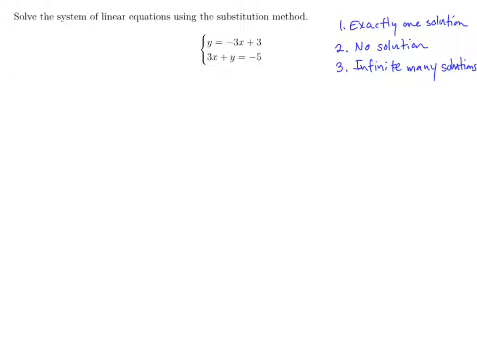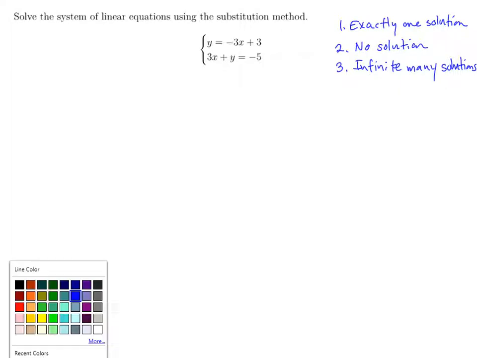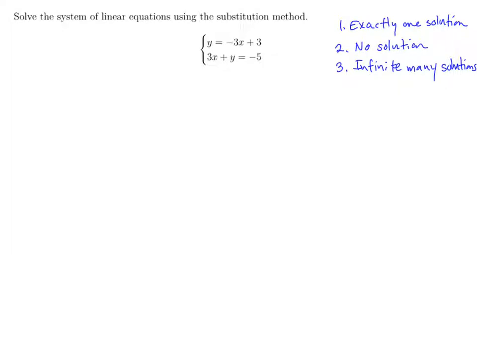Or with this system. So we have y equals negative 3x plus 3 as our first equation, and as our second equation, we have 3x plus y equal to negative 5. Now, if we want to look for which variable will be the easiest to substitute, we see that this y in our first equation could very easily be substituted into y in that second equation. So step one of solving for one of the variables is already done here.